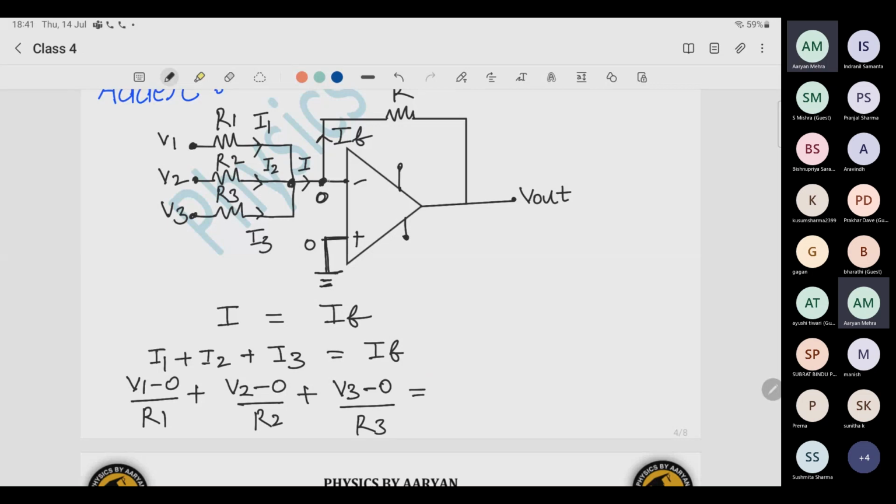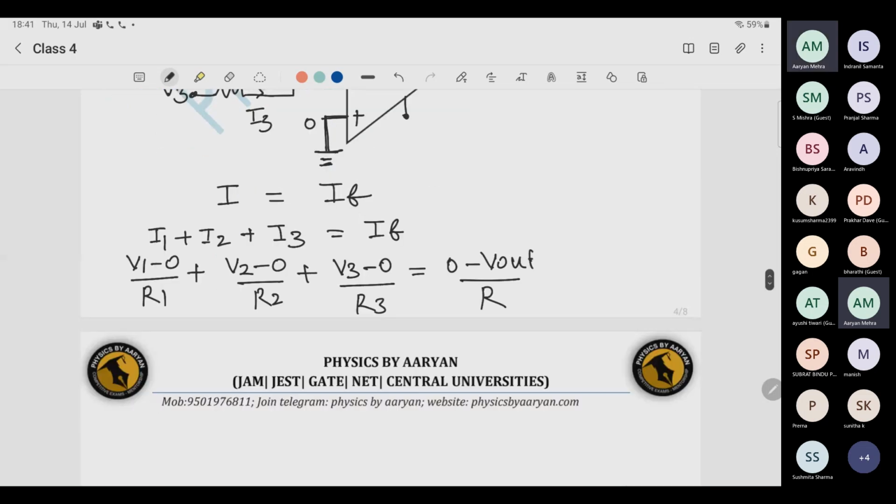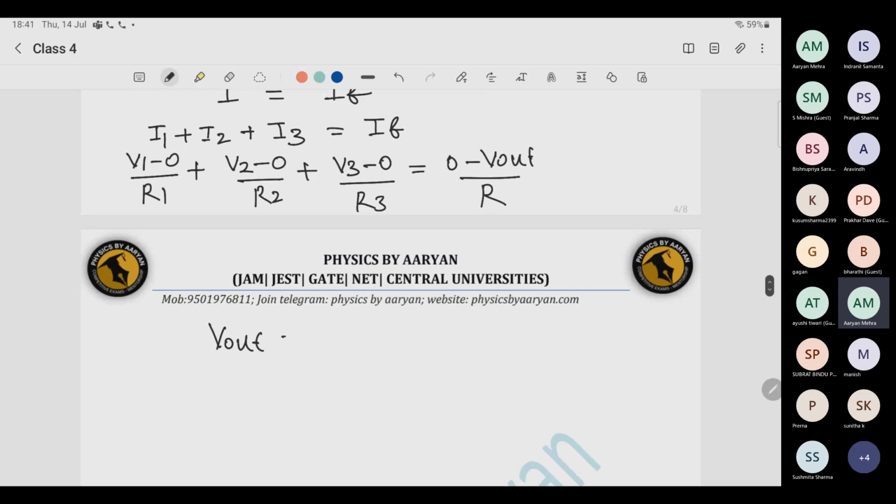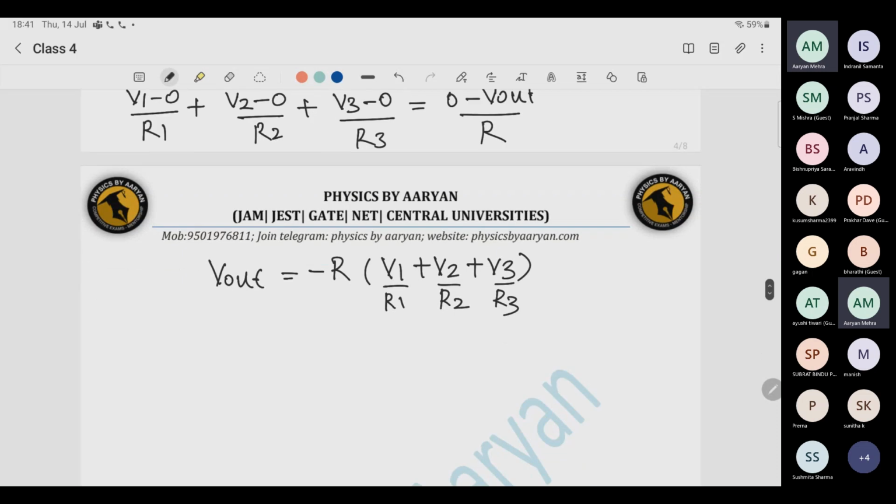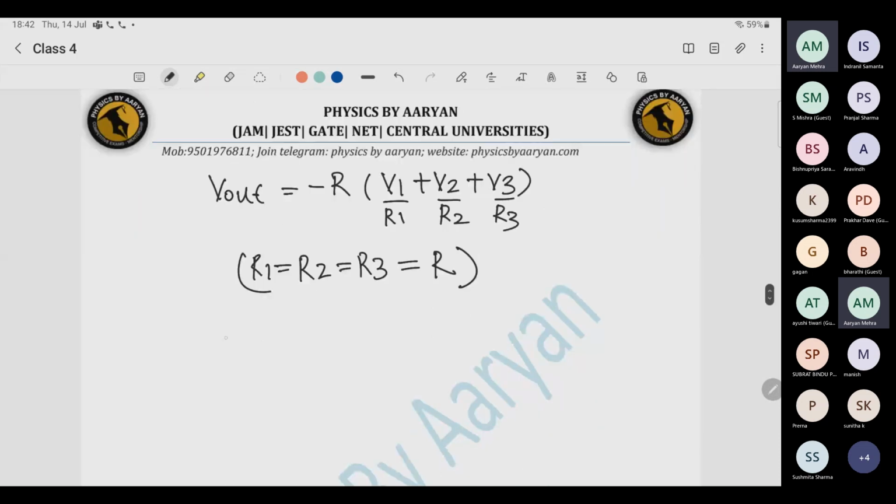And what is IF? 0 minus V output divided by R. So what is V output? It is R times V1 over R1 plus V2 over R2 plus V3 over R3, with a minus sign. For simplicity, because we want to add them, you have the resistances in your hand, so you can choose any resistance. So R1 equals R2 equals R3 equals R. So what will be V output? Minus of V1 plus V2 plus V3.